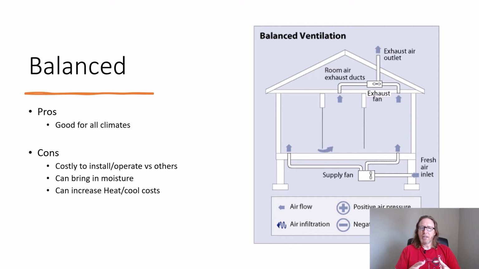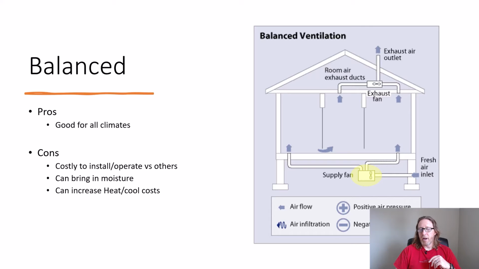So now let's look at a balanced system. What we're doing here is bringing in fresh air in a controlled area, and then allowing it to exit in a controlled area. That is what's called a balanced system, okay? It's good for all climates, all right? That's the pro. The cons are it's more costly than the first two I mentioned, more costly to install and operate, and it can bring in moisture if you don't have some kind of humidity control going on, and obviously increases heating and cooling costs.